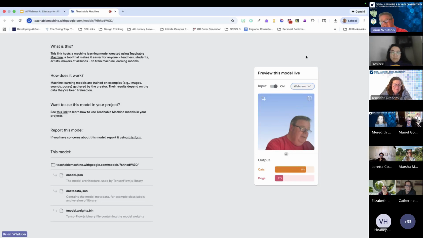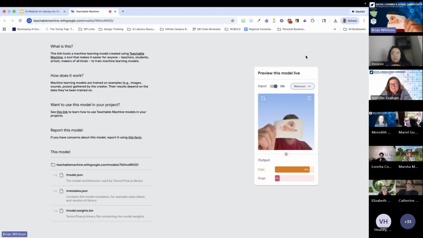But we know sometimes it can be tough depending on a couple of things. So here's a little Pomeranian. And what do you notice about what it's classifying the Pomeranian as?